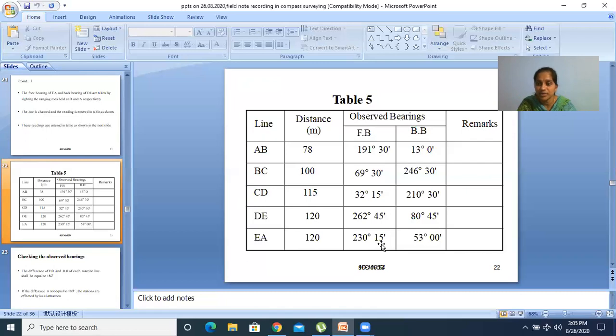take the distance between the stations after chaining with the help of either chain or tape. So you can take the distance between the stations, and you can enter the observed bearings in the table. So we have taken all the observed bearings here. Now we can do the calculations. Okay.